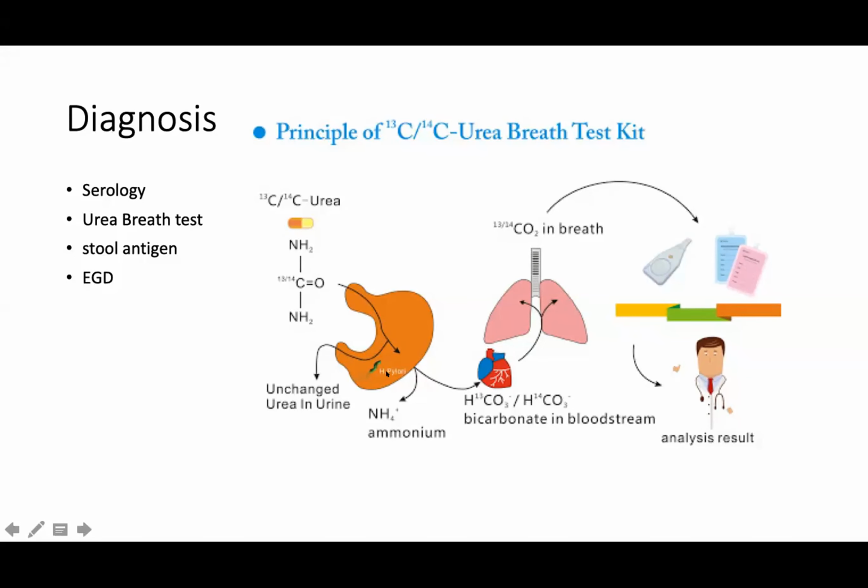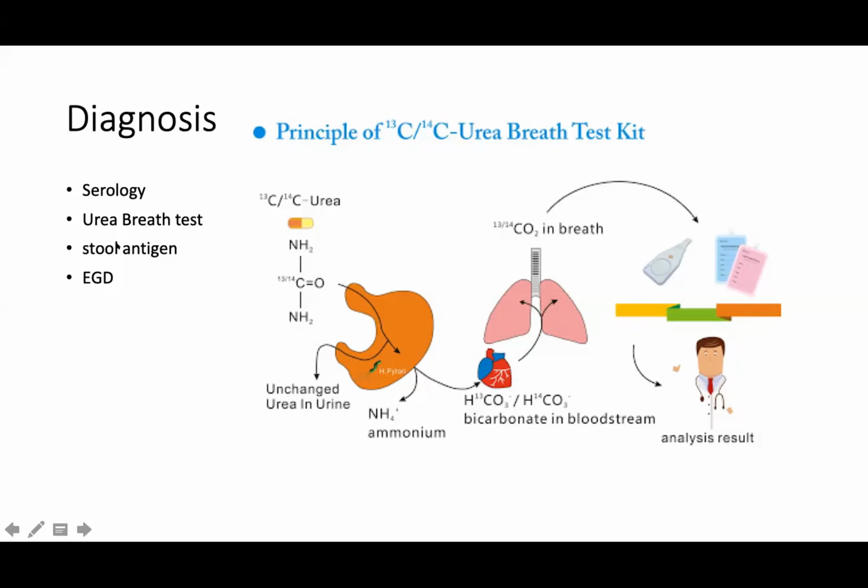If H. pylori is there, it will take this urea and split it into ammonium and carbonic acid. This carbonic acid will go to the lung, and then the CO2 of this carbonic acid will dissociate and the patient will breathe it out. Now, this CO2 is different from the normal CO2, so we can detect it. It's labeled, a different isotope, different weight. So if you detect this, it indicates that there is an organism that was able to split the urea. So it's positive, indicating that H. pylori is there. Now the disadvantage is it's relatively expensive compared to serology and stool antigen.